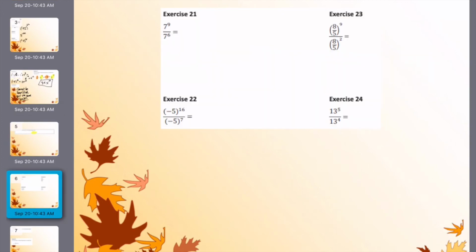So for the first one, I have 7 to the ninth divided by 7 to the sixth. So I know I have my same base of 7. And 9 minus 6 is 3. And that's it. For exercise 22, I keep my same base of negative 5. 16 minus 7 is in fact 9. So negative 5 to the ninth power is the correct answer.